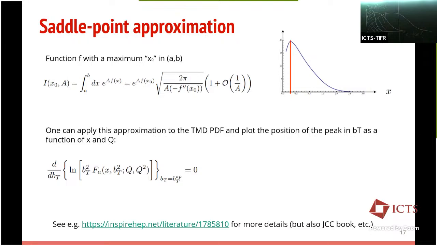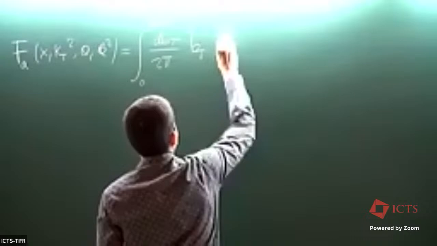I'm going to switch to the board for a few minutes. So let's write down, first of all, the relation between the distribution in momentum space and in bT space. That's the Fourier transform, which you can rewrite for the unpolarized TMD PDF in this way using the J0 Bessel function.